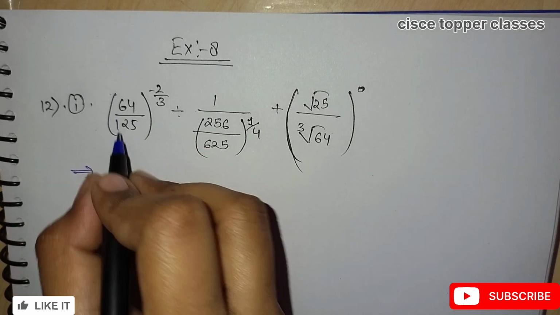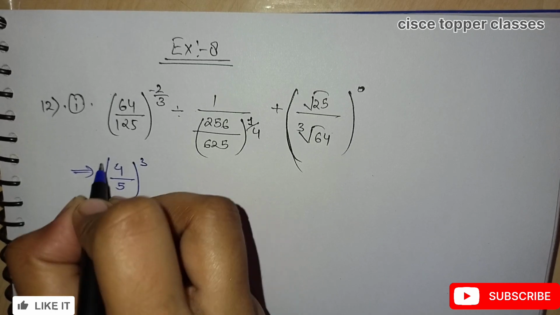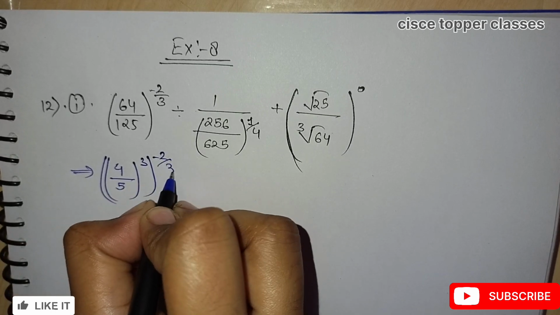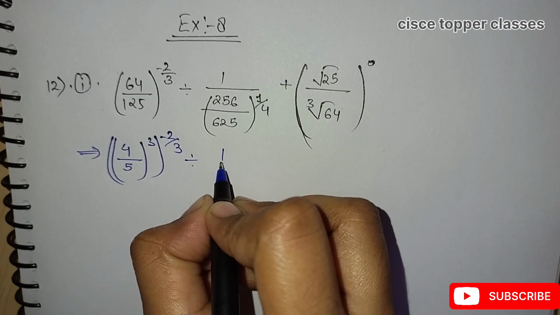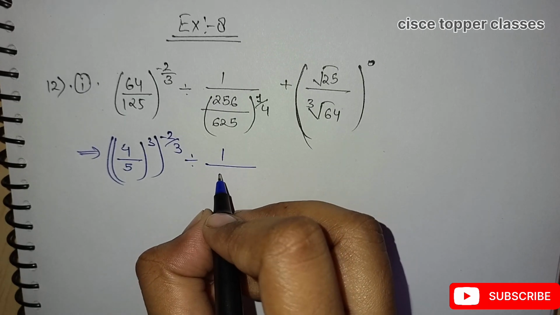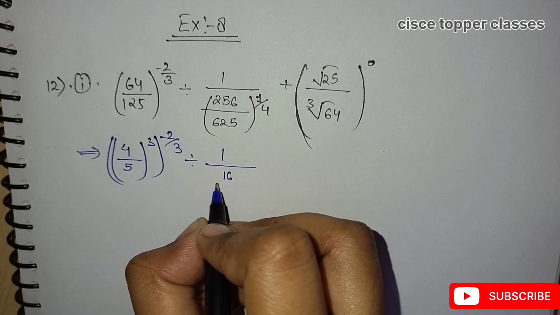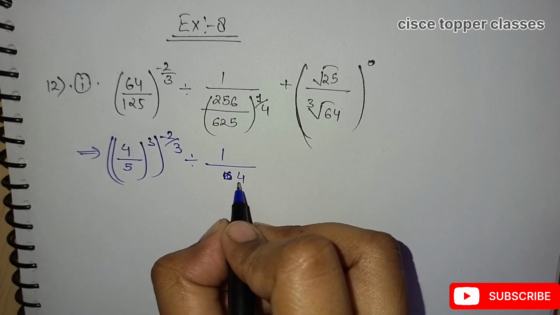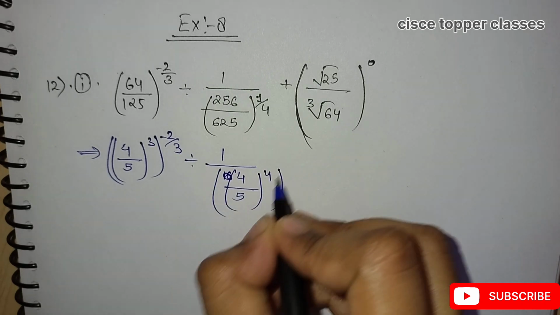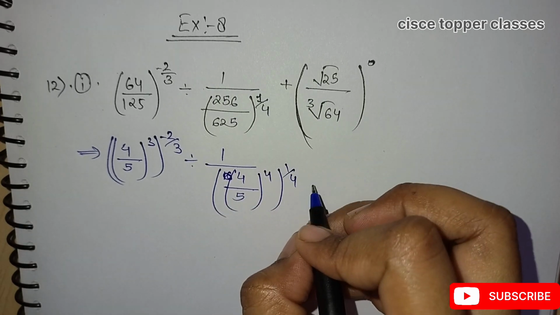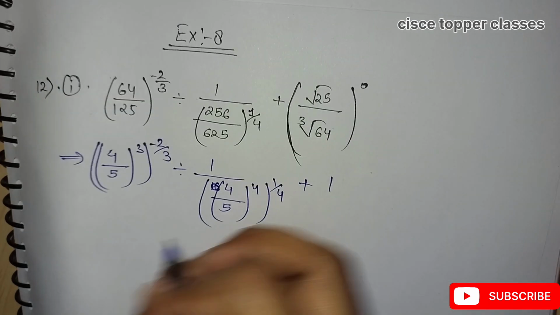This we can write as a whole fraction as (4/5)^3, whole power minus 2/3. So here we can write this as divided by 1/256, we can write as 16, or 4 we can write simply (4/5)^4 and whole power 1/4. Now we can write this as, because whole power it is 0, we can write it as 1.